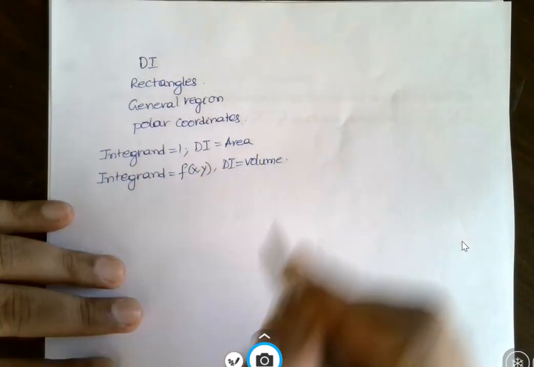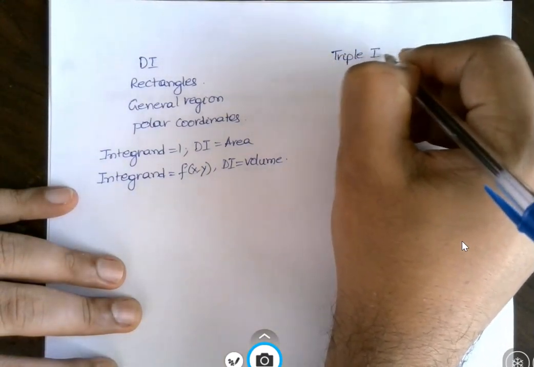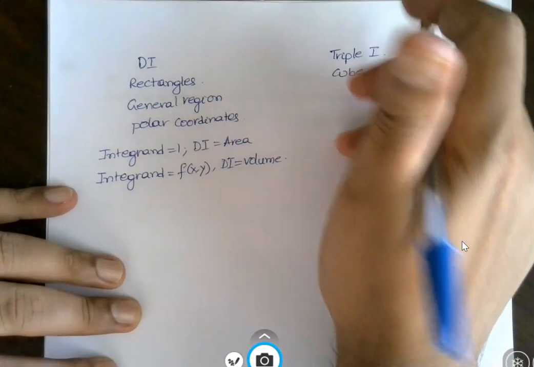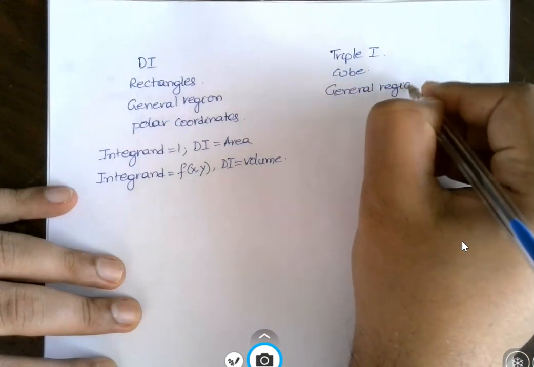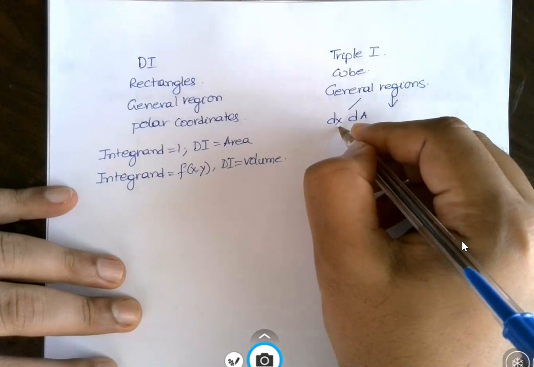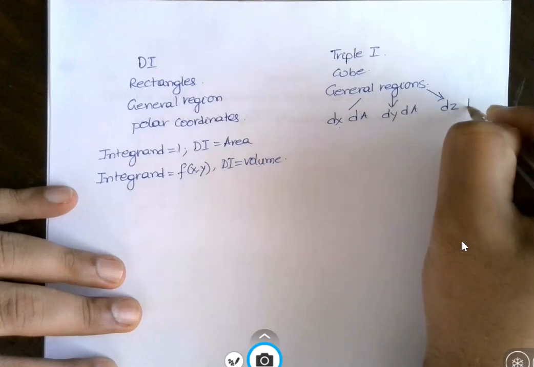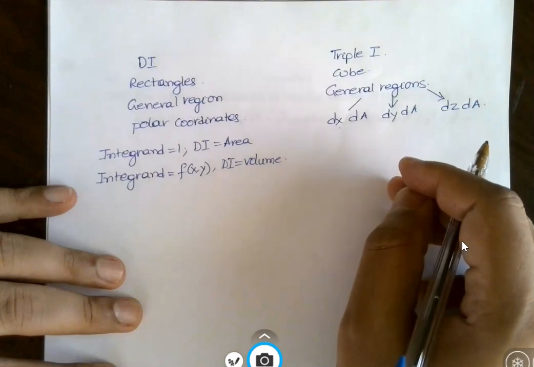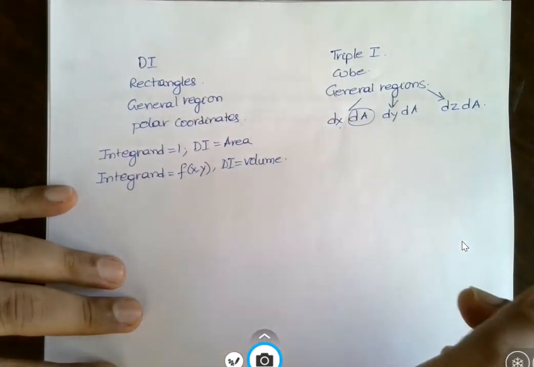Then we studied triple integrals. We studied them over a cube, or with definite limits, and then we discussed general regions. In general regions we said we could go dx dA, that means integrate with respect to x first, or we could go dy dA, or dz dA. After that we said when you do dA you could get into polar coordinates.